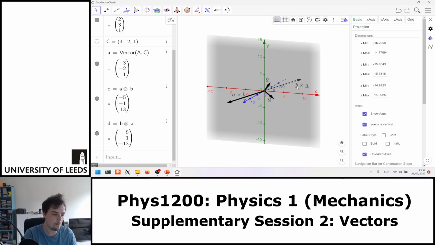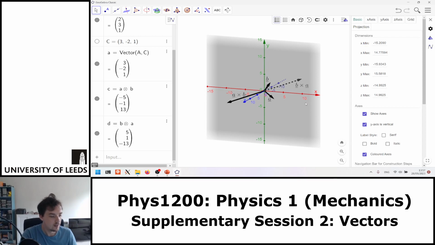Check this out. B cross A. So A cross B and B cross A. Let's think about normal multiplication. 3 times 5, 15. 5 times 3, 15. It's the same in both directions, right? Doesn't matter which way around I do it. Dot product A dot B and B dot A. We proved last lecture, last session, that they're also the same in both directions. So A dot B and B dot A are exactly the same.